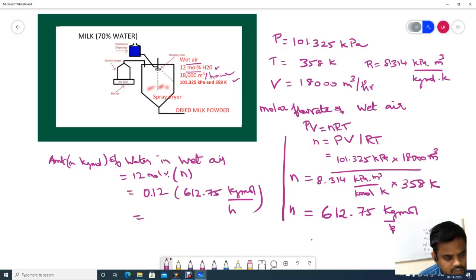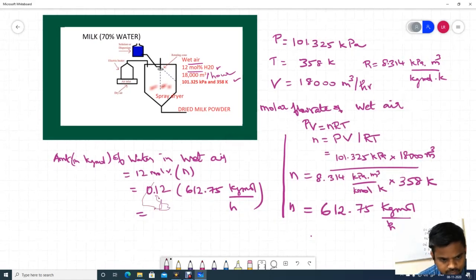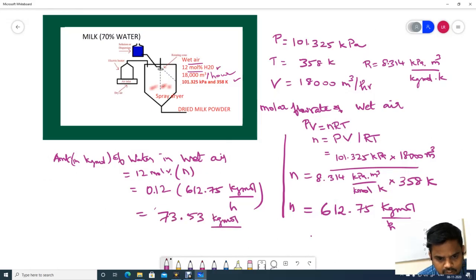Using the calculator, 0.12 into 612.75 is equal to 73.53. Are you getting the same? Please write your answer. 73.53 kg moles per hour is the amount of water present in wet air.